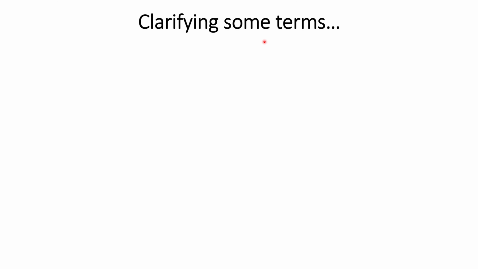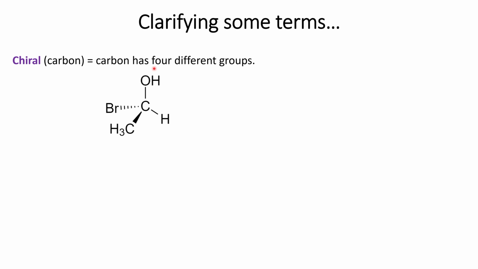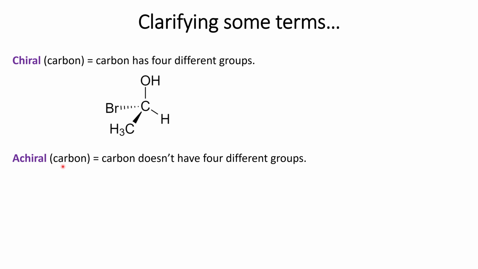First, I'd like to clarify some terms. I'll be using the word chiral to describe a carbon which has 4 different groups, like the example I just showed you. I'll be using the word achiral to describe a carbon which doesn't have 4 different groups. In other words, at least 2 or more of the groups around the central carbon atom will be the same. Take this example here, it's achiral because it has 2 of the same group, this hydrogen atom here.